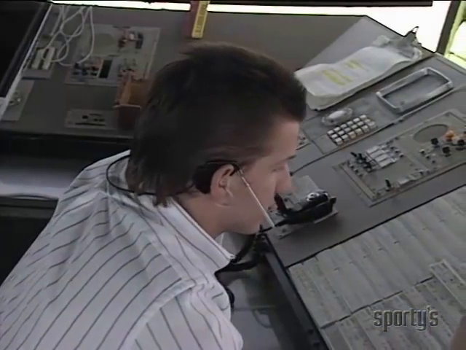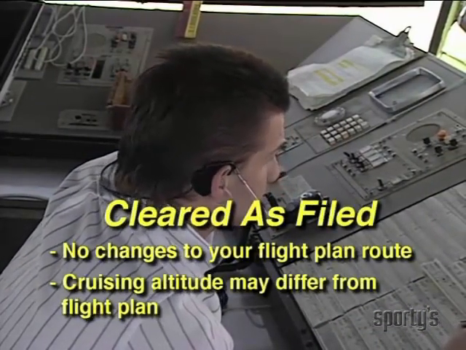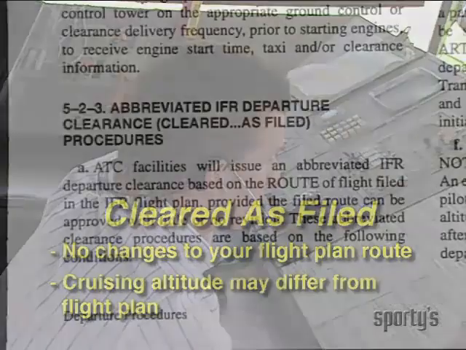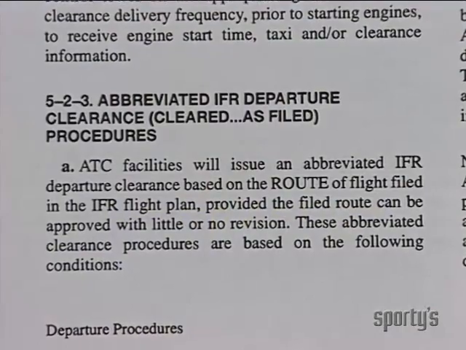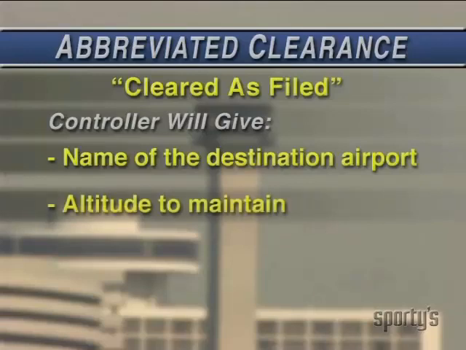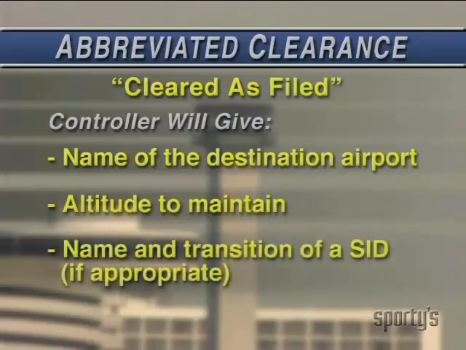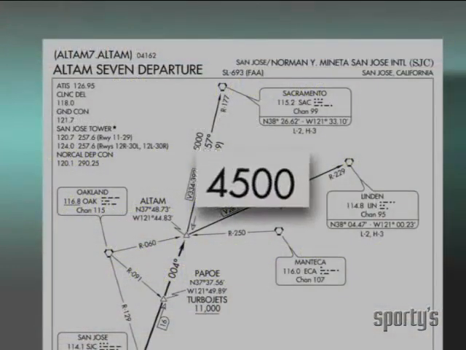To reduce frequency congestion, the controller will use the words cleared as filed if the route is the same as that filed on the flight plan. The AIM calls this the abbreviated clearance. The AIM emphasizes that the words cleared as filed apply only to the route filed on the flight plan. Along with the words cleared as filed, the controller will always say the name of the destination airport, the altitude to maintain, and, if a SID is assigned, the name of the SID and transition, if appropriate. The controller will not state the altitude specified on a SID.